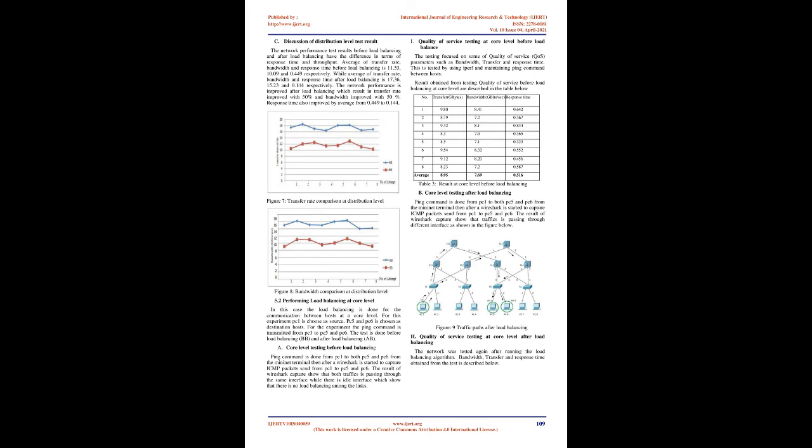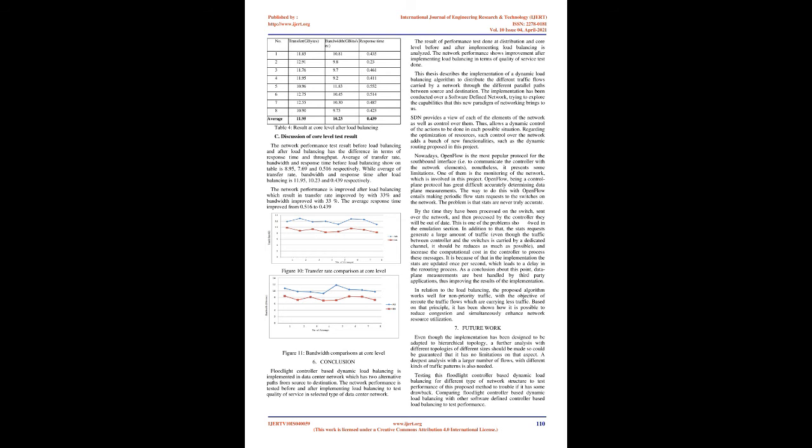The network performance test results before and after load balancing differ in terms of response time and throughput. The average transfer rate, bandwidth, and response time before load balancing are 11.53, 10.09 and 0.449 respectively, while the averages after load balancing are 17.36, 15.23 and 0.144 respectively. The network performance is improved after load balancing, with transfer rate improved by 50% and bandwidth improved by 50%. Response time also improved on average from 0.449 to 0.144.